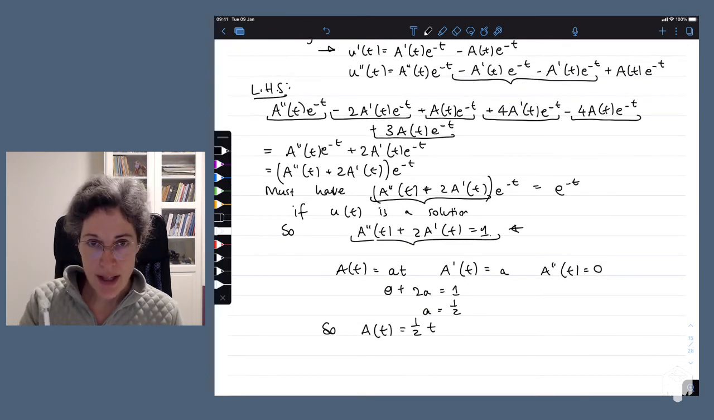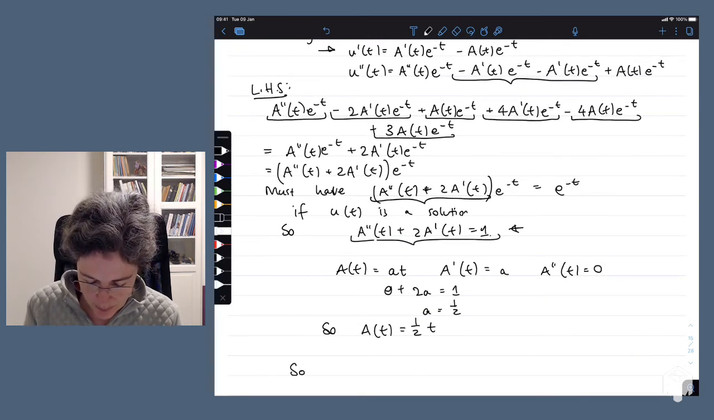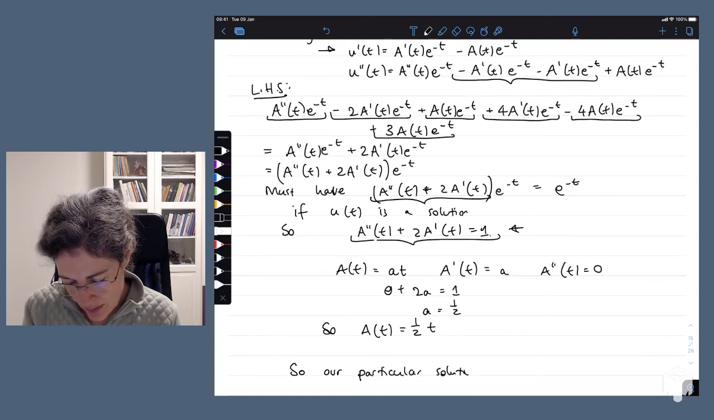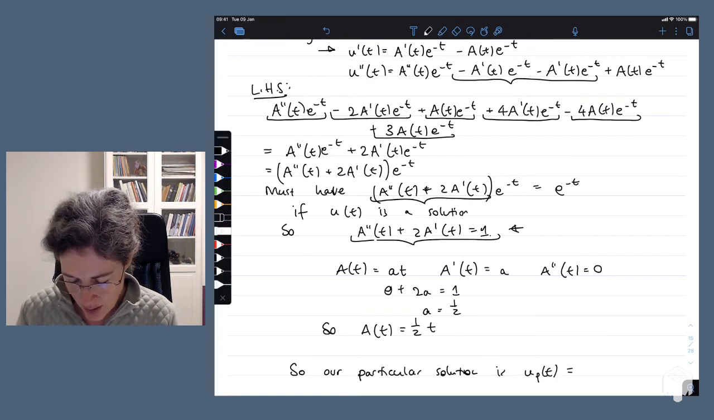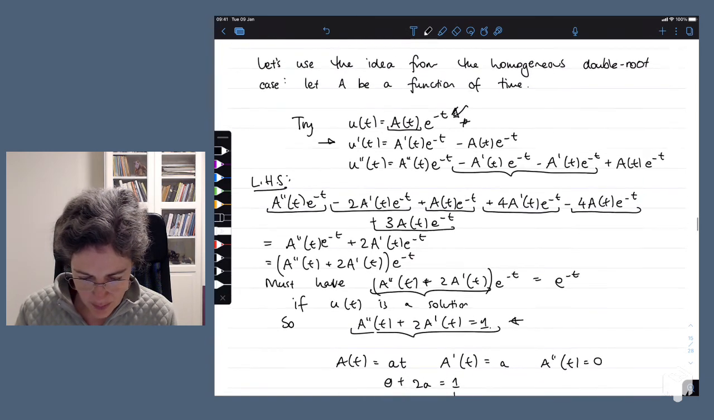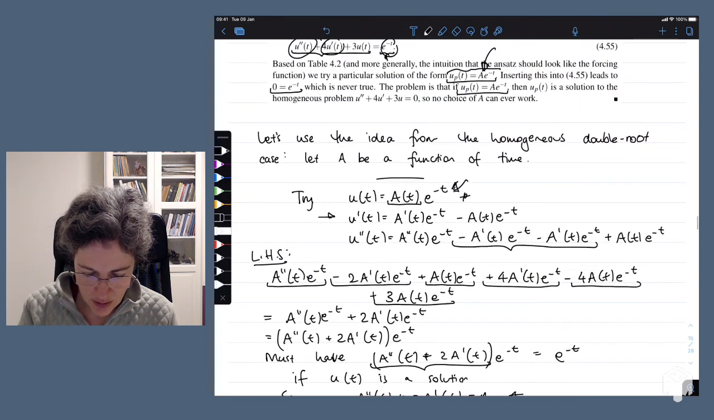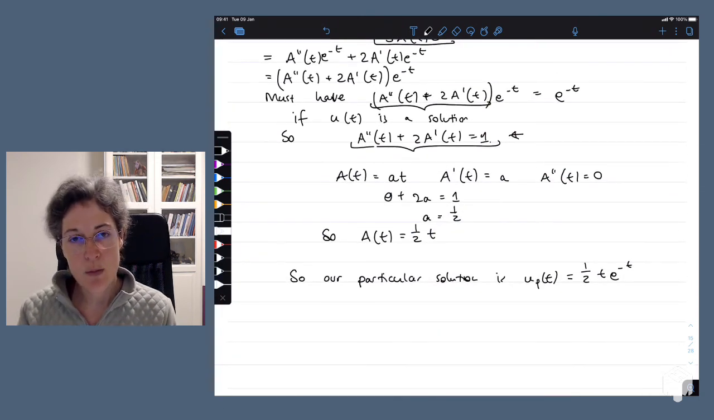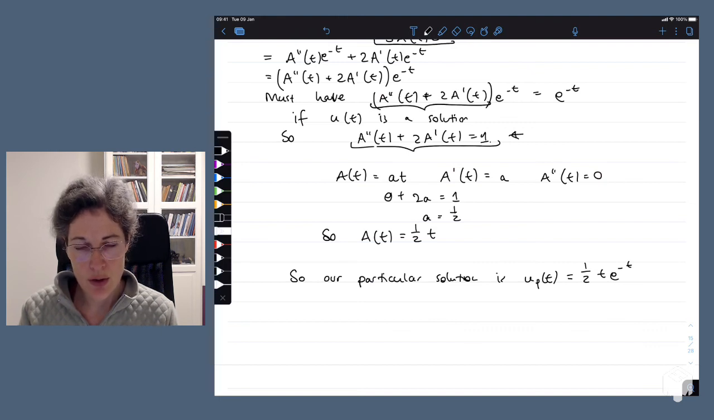Putting this all back together, our particular solution is u_p of t equal to 1/2 t e to the minus t, based on this up here. And you'll see that this was a very similar technique to the one we used for finding an additional solution to our double roots case.